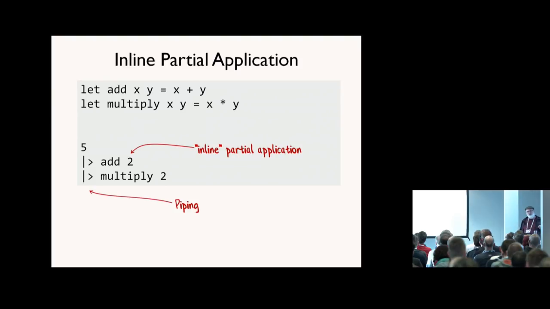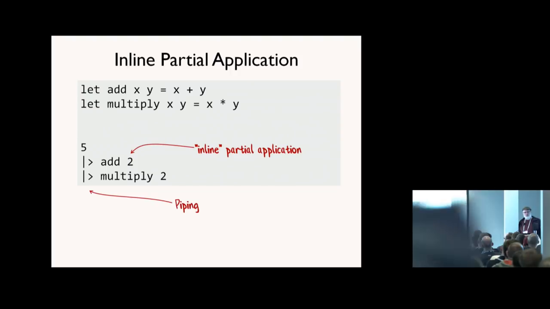Now, rather than writing helper functions all the time, we typically don't bother to do that. There's a lot of extra code. We normally use inline partial application. So for example here, we have an add function and a multiply function. The add function takes two parameters, but in the example below, we're just passing in one. We're saying add two, okay? And we're missing the extra parameter. That extra parameter will be provided later on through the pipeline. And same with multiplying by two. Multiplying by two what? Again, the extra parameter will be provided later on.